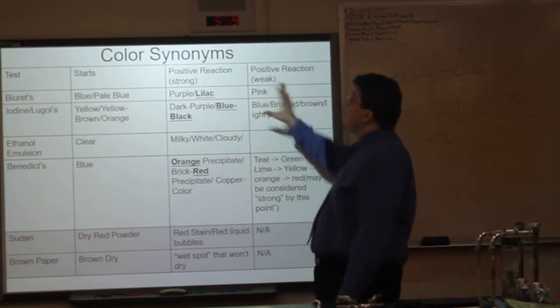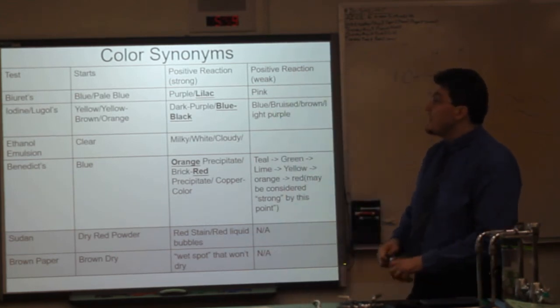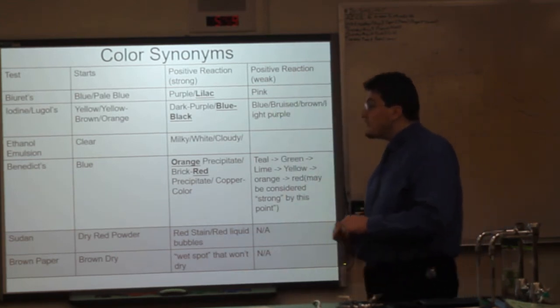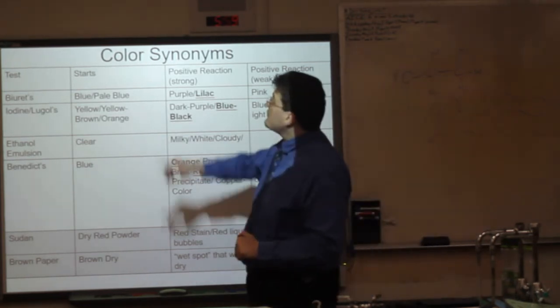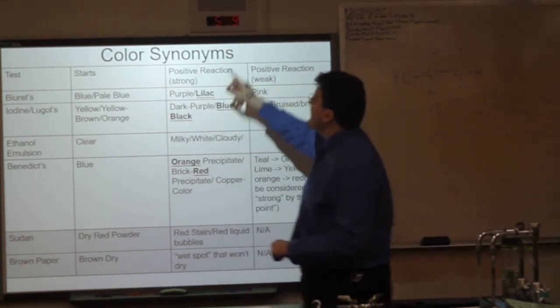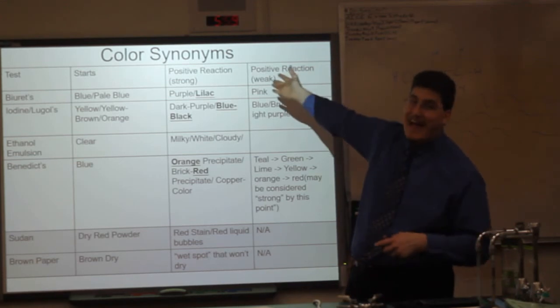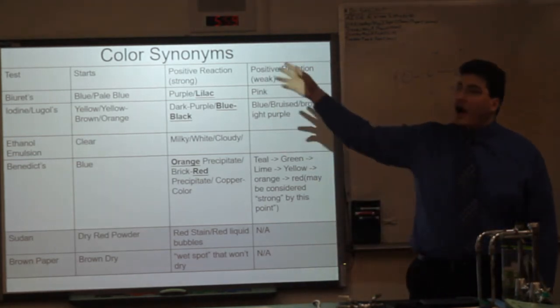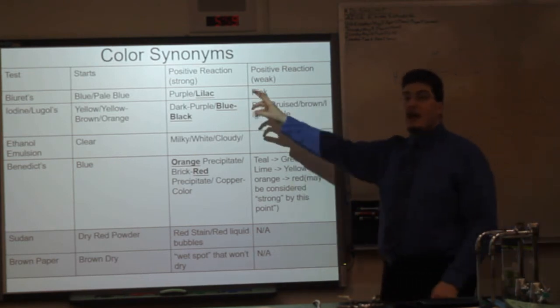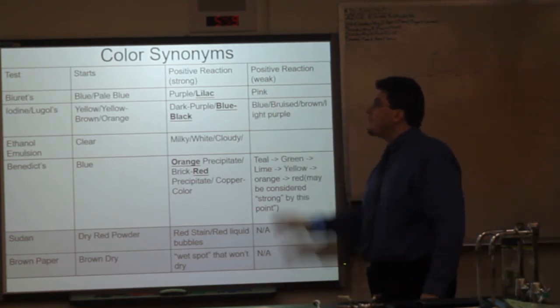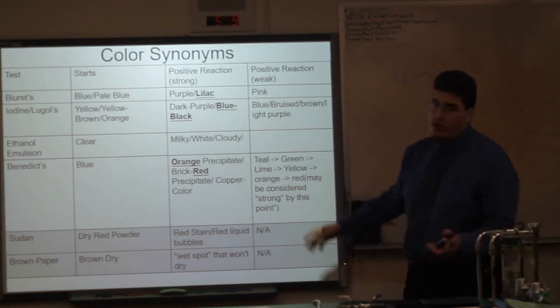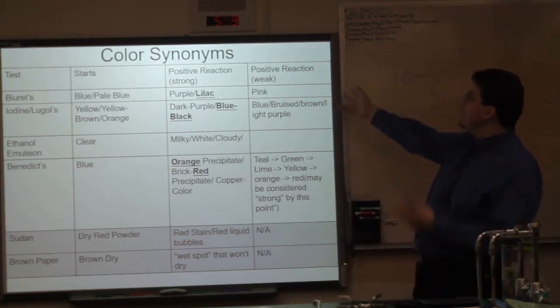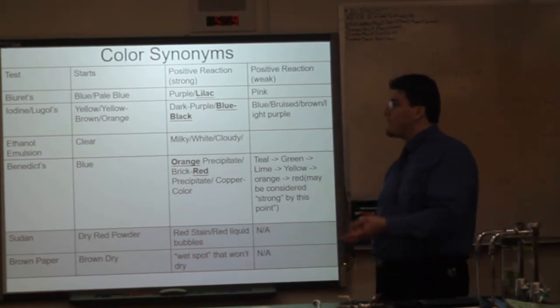So, this is our color synonyms chart. These are the charts that are acceptable to use in Cambridge. Biuret's test will start blue or pale blue, and it will turn purple or lilac. A positive reaction that is weak will be pink. Iodine test will be yellow, yellow-brown, or orange, and it will turn to blue-black or dark purple.